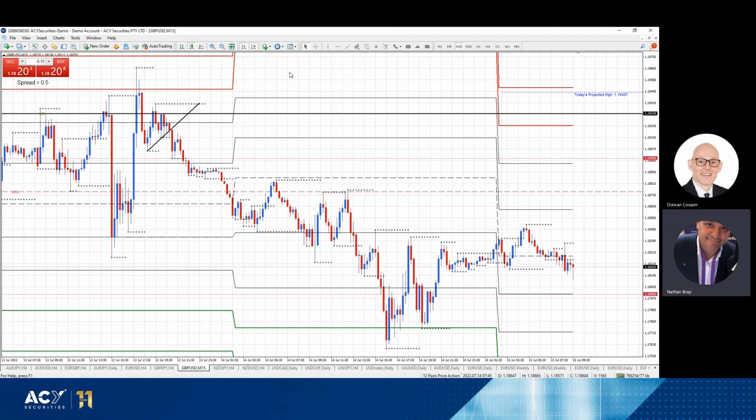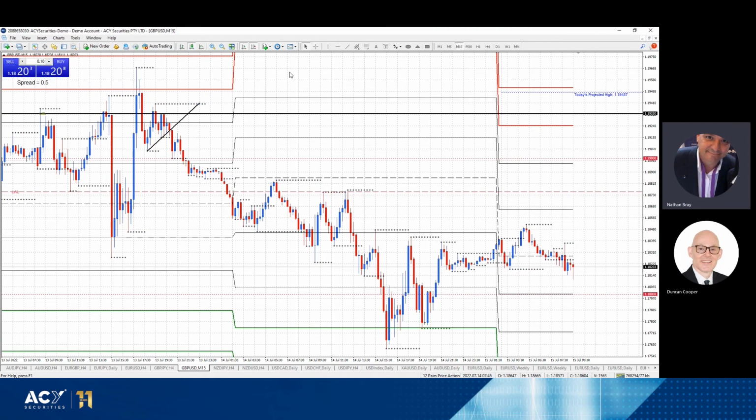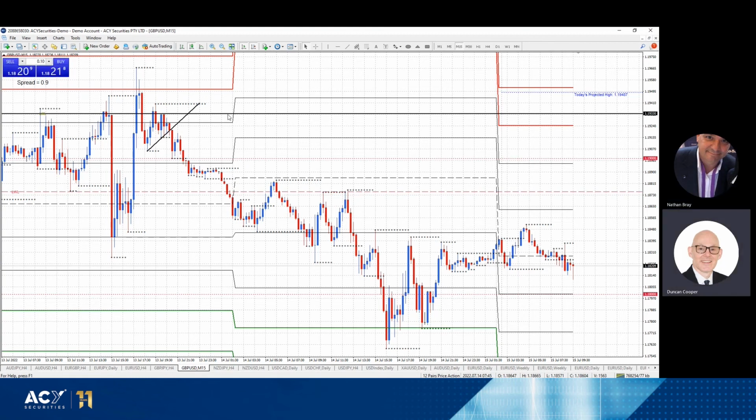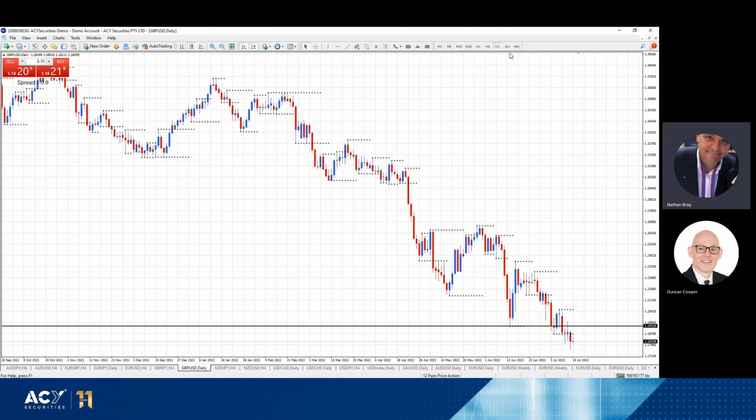Brilliant. Now, just to look ahead, if people aren't in this trade, I know I'm certainly not in this particular trade. So can we go back to the daily chart? Sure. Let's get rid of that. So back to the daily chart.